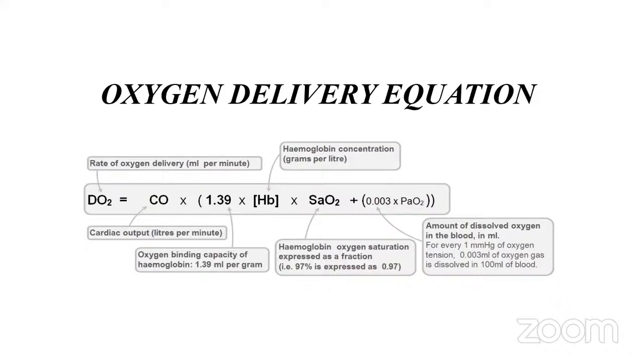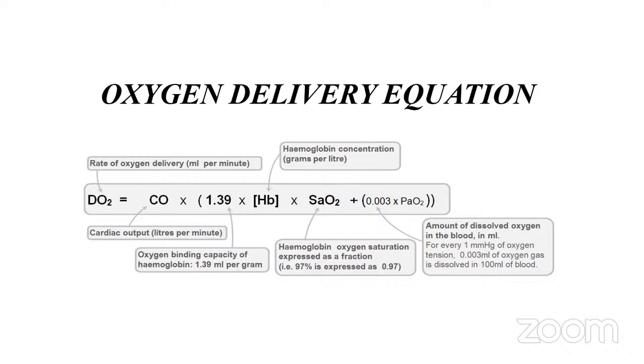Oxygen delivery equals cardiac output multiplied by 1.39 multiplied by hemoglobin multiplied by saturation. So what is the constant 1.39? In some literature, you will find it 1.34, 1.38. Forget about it. This is the oxygen binding capacity of 1 gram of fully saturated hemoglobin. So each gram of hemoglobin, when it is fully saturated with oxygen, at 100% oxygenation, can carry 1.39 ml of oxygen.